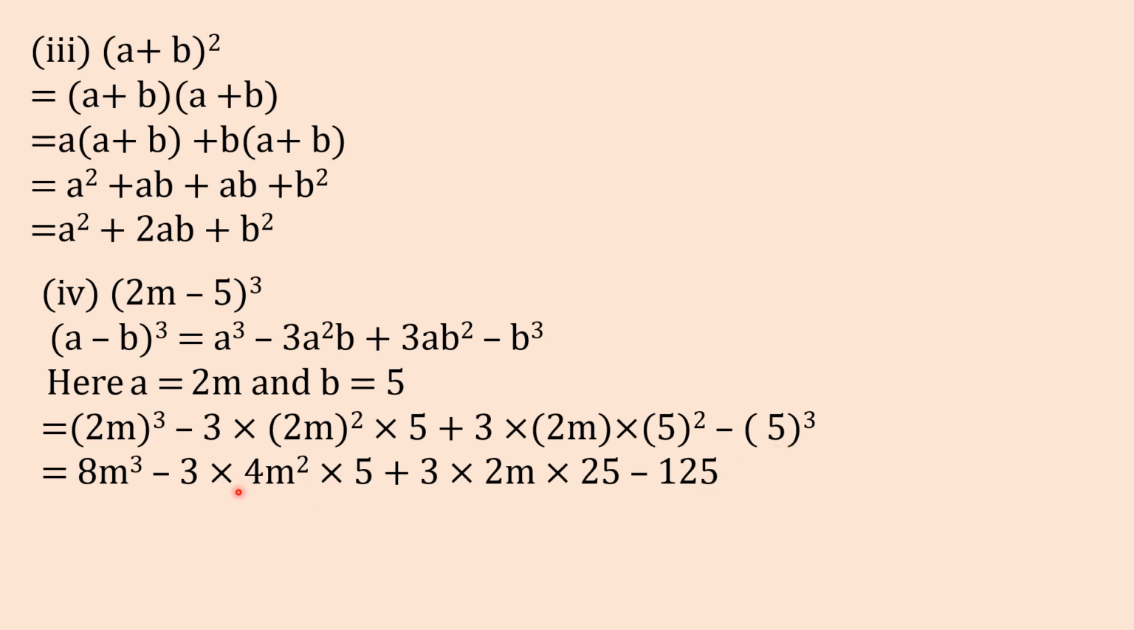125. Now we'll multiply these center two terms because there is multiplication. So let's first simplify these two terms. What will become, students? 8m cube minus 3 into 4m square into 5 will give you 60m square, plus then 3 into 2m into 25 will give you 150m, and minus 125 we will write down as it is. So this is the simplification. You have expanded (2m minus 5) the whole cube equal to 8m cube minus 60m square plus 150m minus 125.